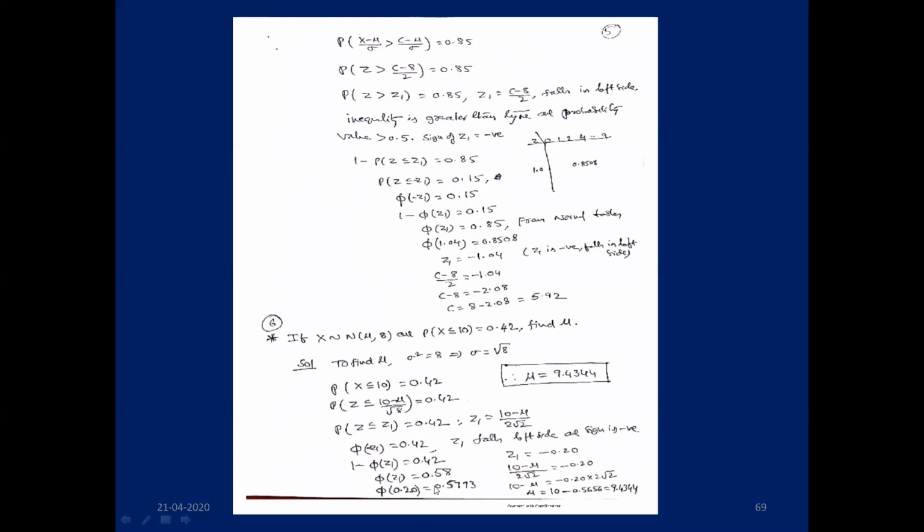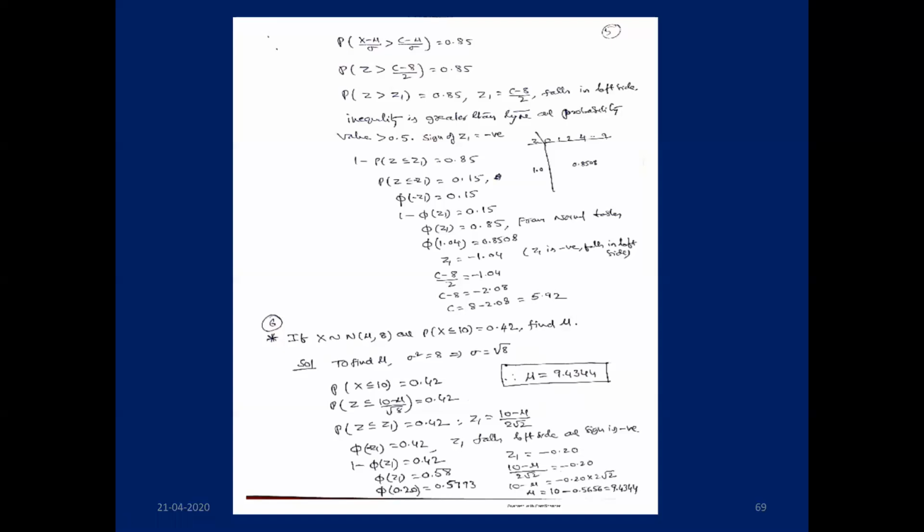From the tables, the CDF value 0.57793 is very close to 0.58. The corresponding Z value is 0.20, so Z1 is equal to minus 0.20. Substituting, 10 minus mu by 2 root 2 is equal to minus 0.20. So 10 minus mu is equal to minus 0.20 into 2 root 2, and mu is equal to 9.4344. This is the required mean value of the random variable X. This is the way of processing to find the mu value.